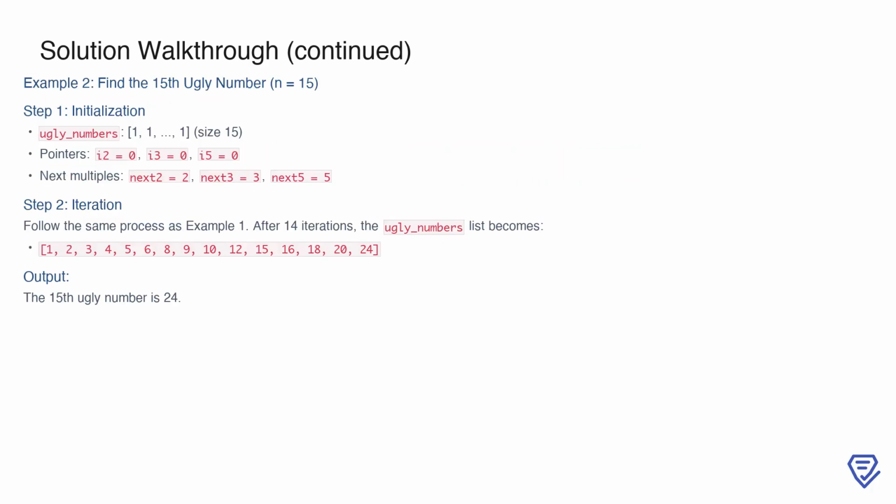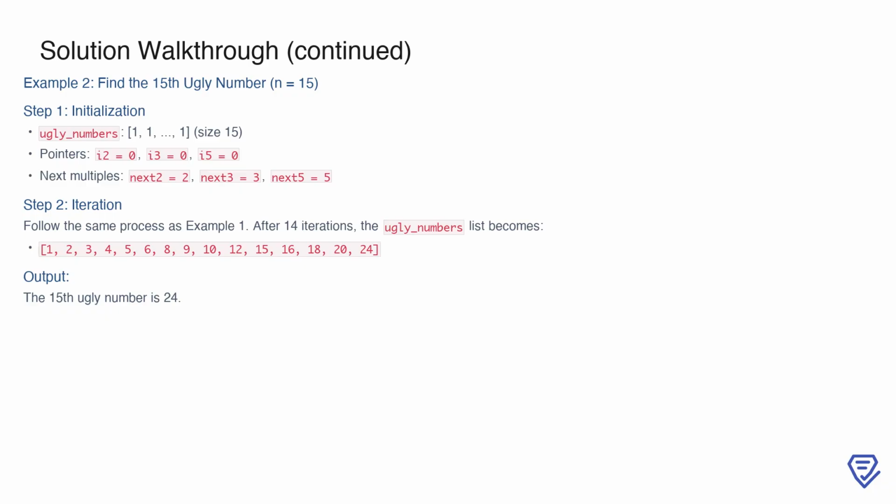To find the 15th ugly number, we follow the same procedure as before. We initialize the ugly_numbers list with 15 elements, all set to 1, and the 3 pointers I2, I3, and I5 are again set to 0. We also set the initial next multiples, next 2 to 2, next 3 to 3, and next 5 to 5. Using the same iterative process, we calculate the next ugly number at each step by finding the minimum of these 3 values, updating the list, and adjusting the pointers and next multiples accordingly.